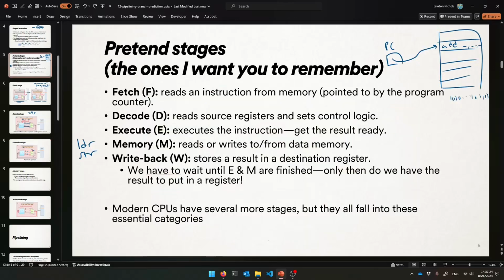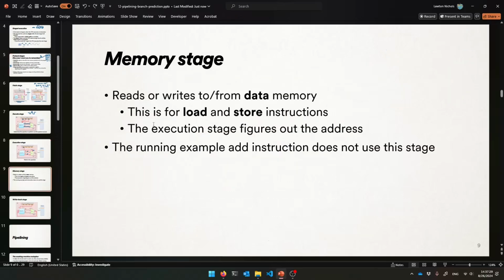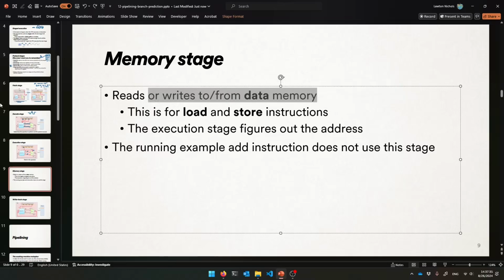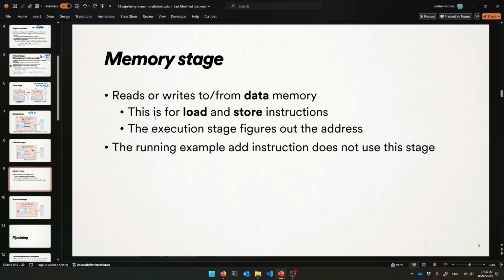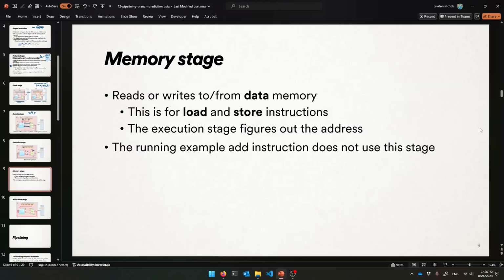All right. So yeah, those are the first 3 key stages, and then the memory stage is sometimes optional unless you're doing a load or a store. This is reading or writing to data memory, all right? And so this is your main memory. So this is only for load and store instructions in ARM, at least, is when this happens.